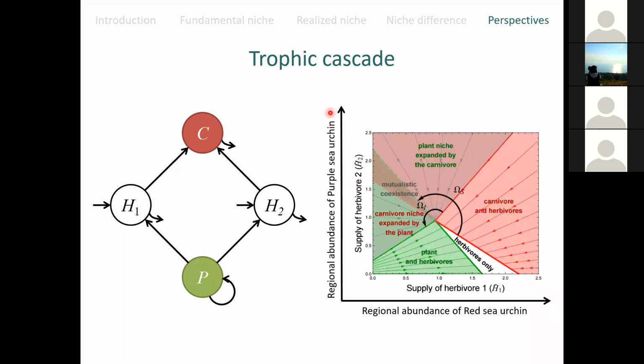And you can apply niche theory, the graphical approach, to basically see that the plant is expanding the niche of the carnivore, and the carnivore is expanding the niche of the plant. And what's interesting is that you can even quantify the strength of this mutualism, this indirect mutualism, with these angles. So there are going to be some pairs of plant carnivores that sort of work better together than others. And I think this could be an interesting avenue for research.